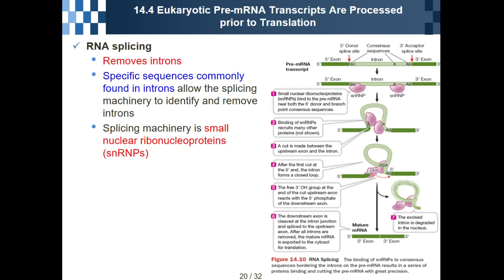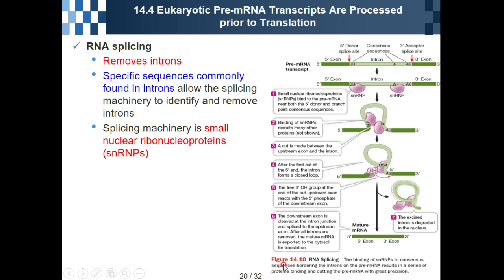However, I will go to RNA splicing. This only occurs in eukaryotes. Why? Because prokaryotes don't have introns. Only eukaryotes have introns, and in eukaryotes we have to remove the intron by RNA splicing.